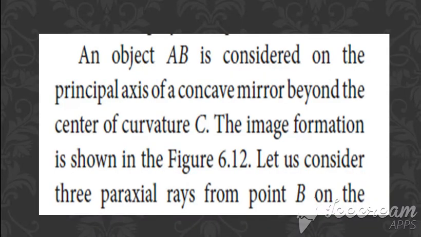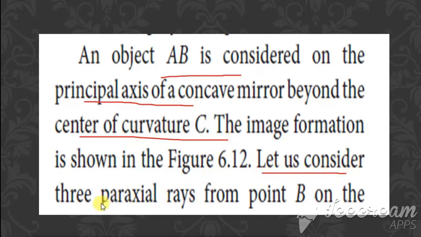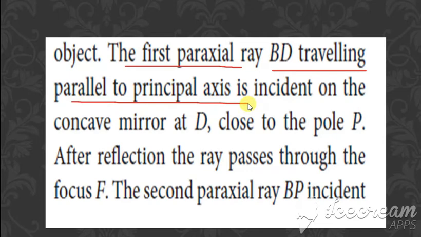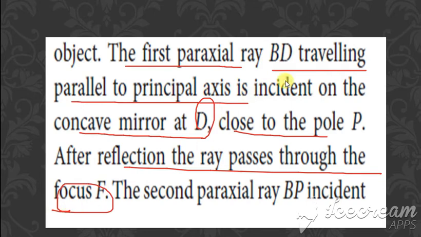Now we are going to derive it with that diagram here. First, an object AB is considered, which is on the principal axis beyond the center of curvature. Let us consider three paraxial rays. Paraxial means rays which are close to the axis, on the object. The first ray is traveling parallel to the axis, and it strikes the mirror at the point D close to P. After reflection, it passes through the focus. So a ray parallel to the principal axis, after reflection, passes through the focus.